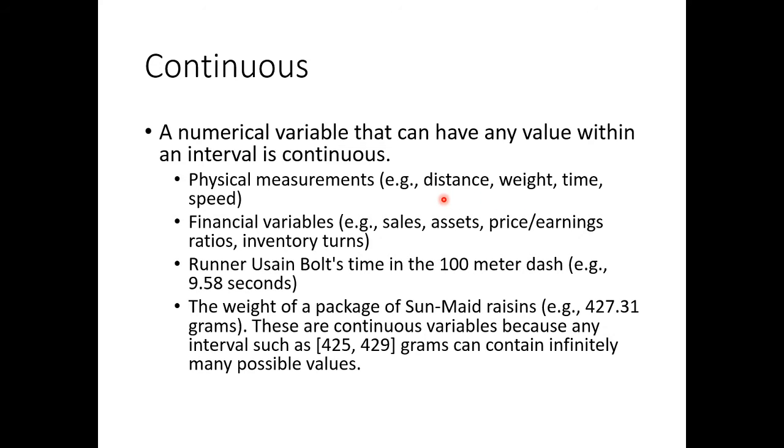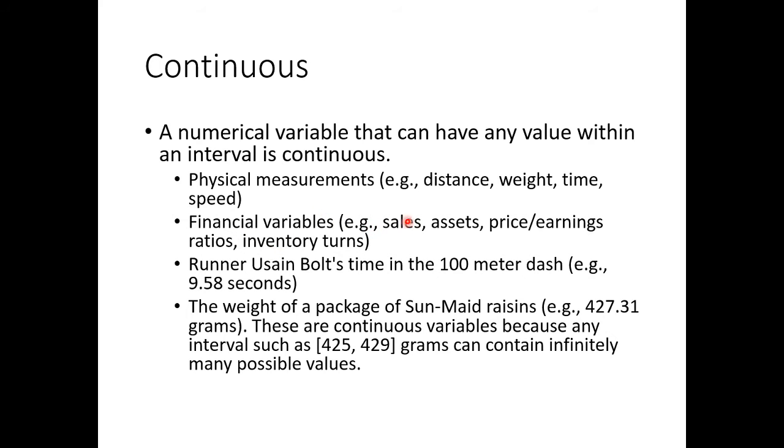Distances also, such as 2.7 kilometers, 2.5 kilometers, or 10.9 miles, 10.2345 miles, or something like that. This kind of physical measurement cannot be only integer numbers. It could have decimals. In this case, we say that it is a continuous data type.